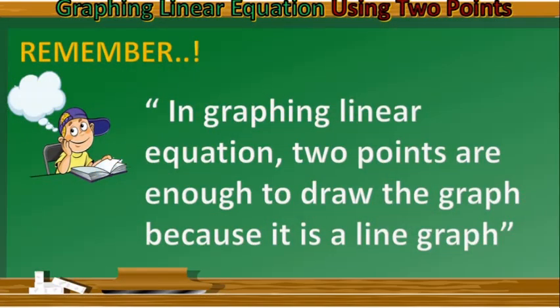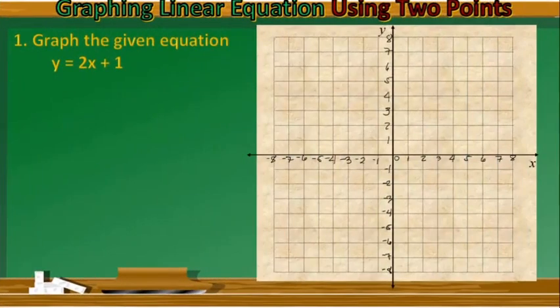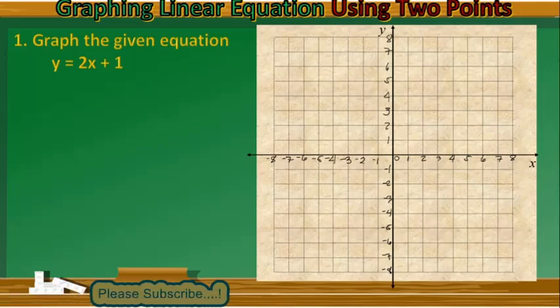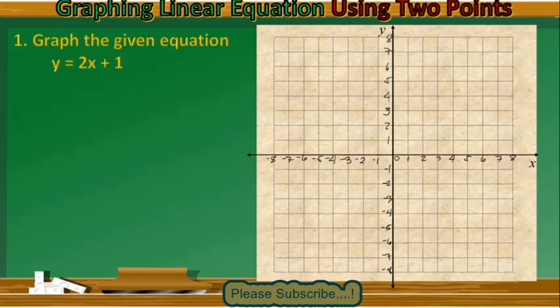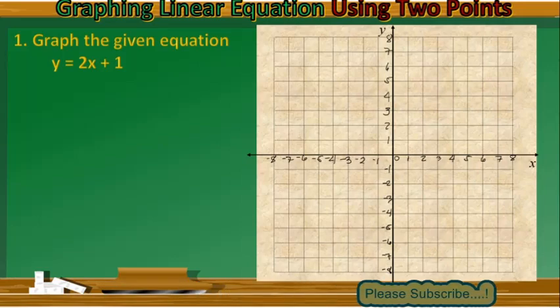Remember, in graphing a linear equation, 2 points are enough to draw the graph because it is a line graph. To understand this reminder, let us start solving. Okay, the first question is graph the given equation. So, we're going to graph this equation by using 2 points. To find 2 points, you must assume values of x.